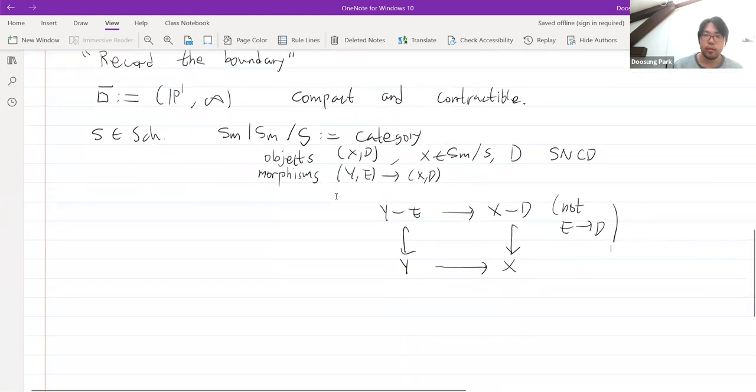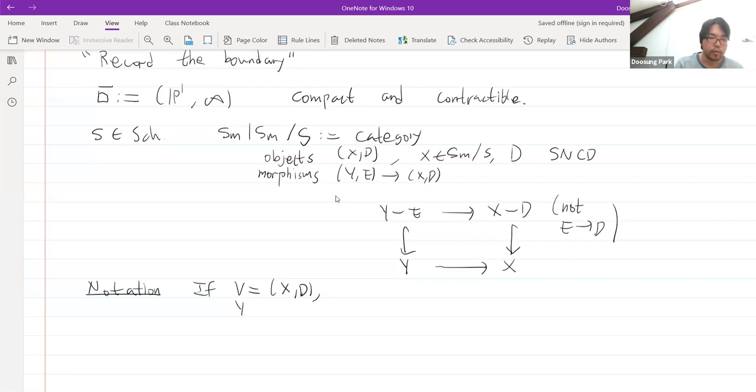Okay. And I will introduce the notation. If V is equal to (X, D), then V underline is just X, and the boundary denotes D. And I will often abbreviate (X, D) by some other notation for simplicity.